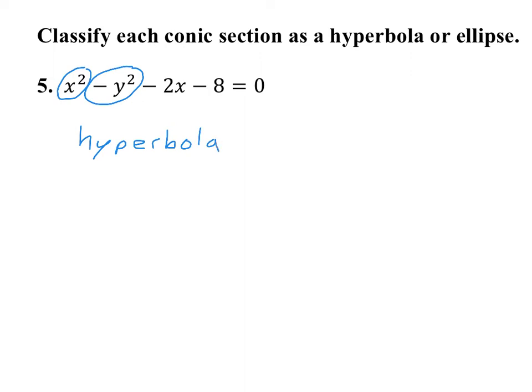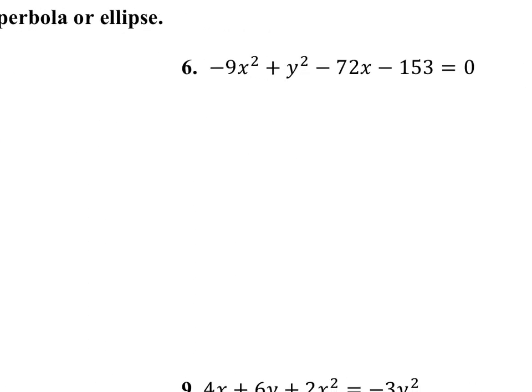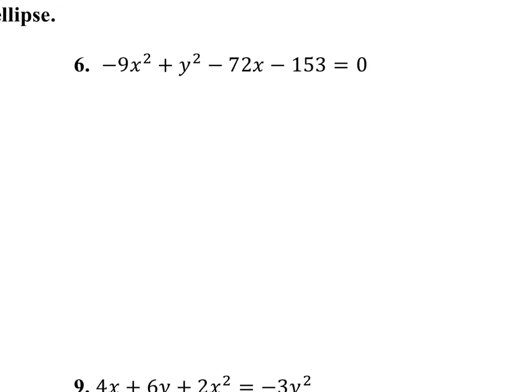So find the x squared and the y squared. If one is positive and one is negative, it's a hyperbola. If they're both positive or if they're both negative, it's an ellipse. And this technique only works if they are on the same side of the equation. So make sure they're on the same side. And if one's positive and one's negative, then it's a hyperbola. So we have a negative 9x squared and a positive y squared. So number 6 is also a hyperbola.